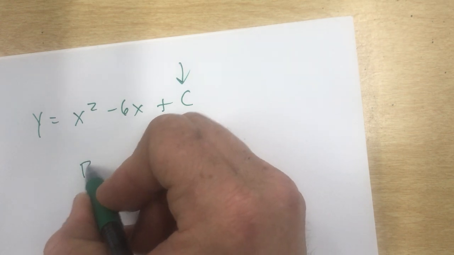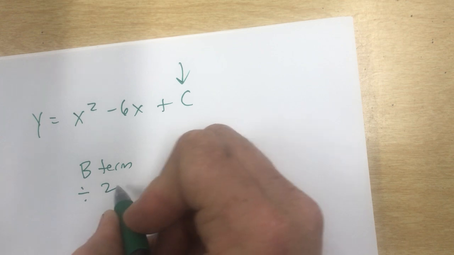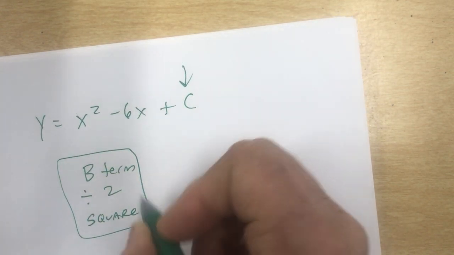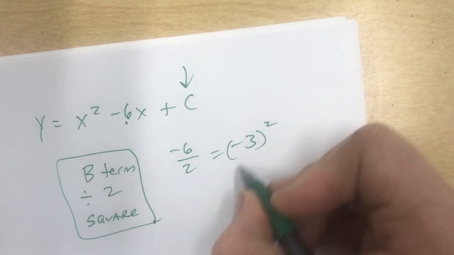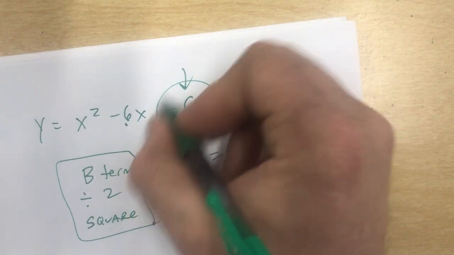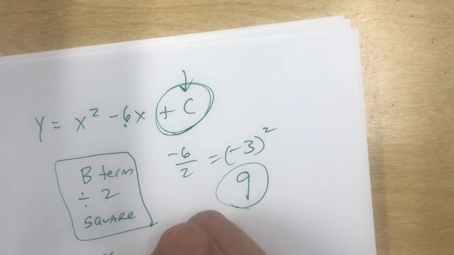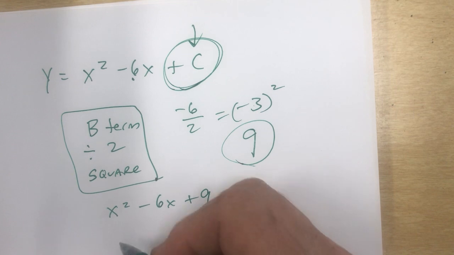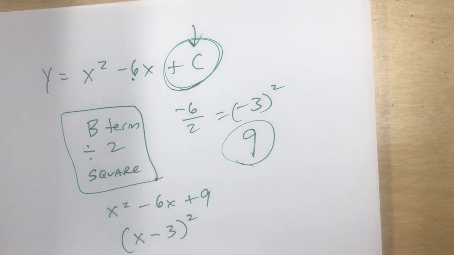Well, we take our b term, divide by 2, and then square it. My b term is -6. I divide by 2, which is -3, and then I square it, which is 9. It's got to be a 9. Okay, when I have this right here, this is a perfect square, so it would be x minus 3 squared, which has just one solution, 3.